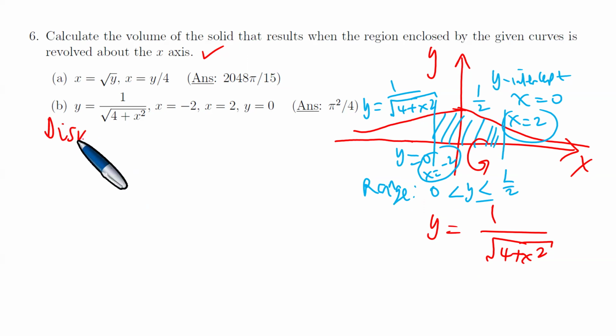Using the disk method, because this whole thing, if you rotate it, is just sitting on the x-axis. This area sitting on the x-axis requires the disk method. Or you can also use the method of shells. The answer is going to be the same. The method of shells is very versatile. By and large, the method of shells works all the time.